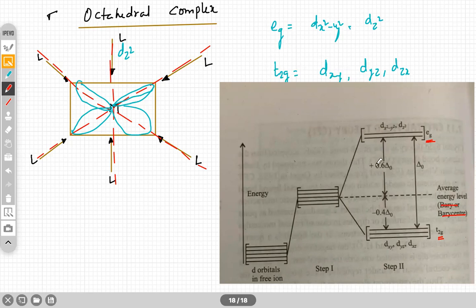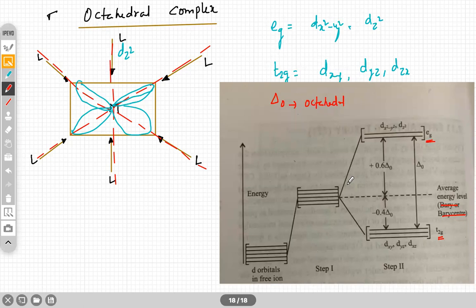Now this value is 0.6 delta O. It's not zero, it is O. O stands for octahedral. It's basically the unit of energy in this octahedral complex. This equals a fixed value of energy for a given complex. This value will be different for different complexes. Those energies we don't have to calculate, it's not required. 0.6 delta O above, and below it is minus 0.4 delta O, right? The total energy is delta O. That's how the splitting takes place.